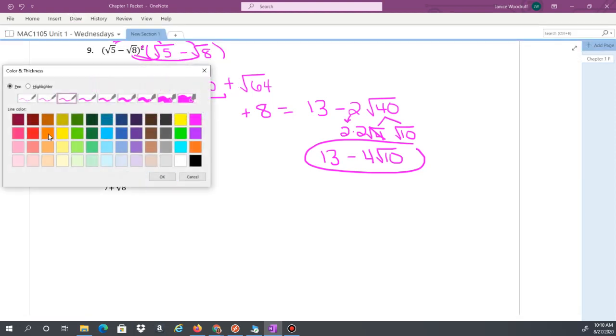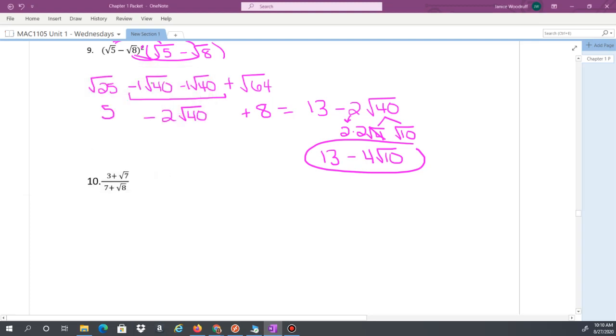And then for the last problem, we are going to multiply by the complex conjugate. So what we're going to do here is multiply by the denominator, 7, but we're going to change the sign in the middle. So 7 minus radical 8 on both the top and the bottom. So in the top, I've got, let's see, 3 times 7 will give me a 21. 3 times radical 8 will give me a negative 3 radical 8. My insides, I'm going to get a positive 7 radical 7. And then this will give me a negative root 56.